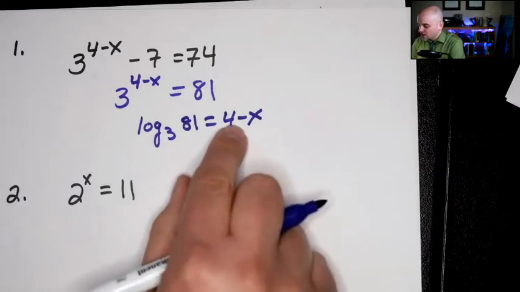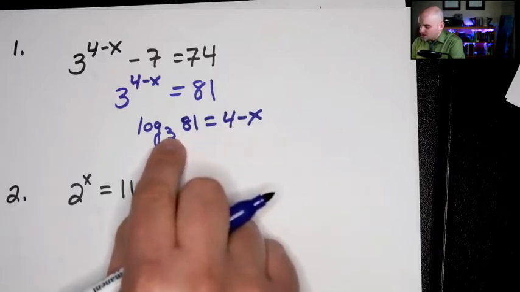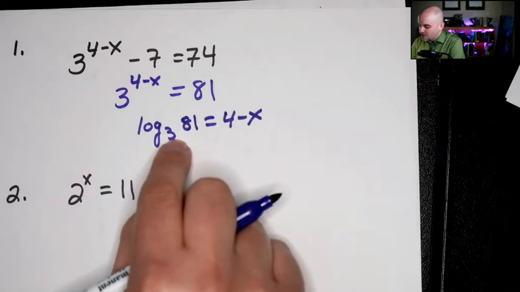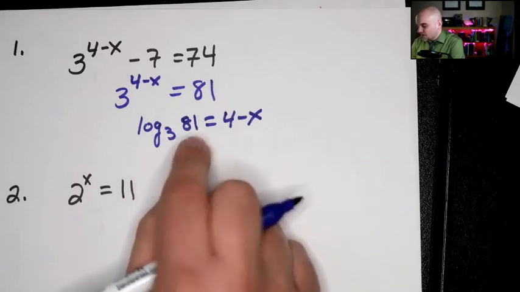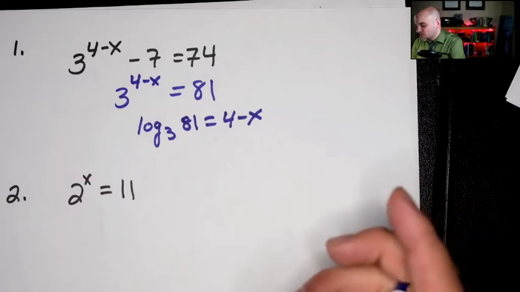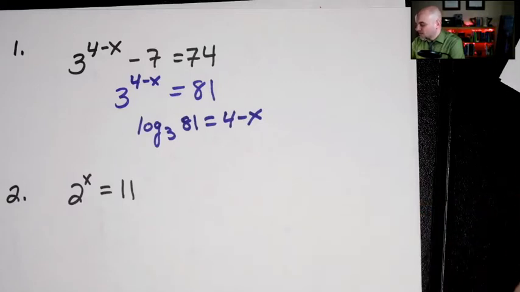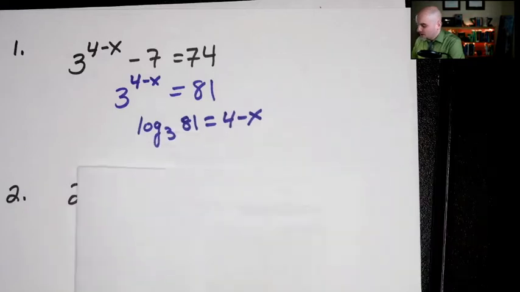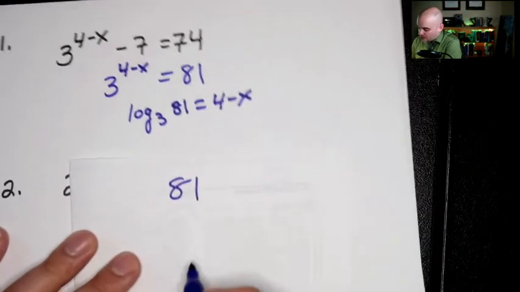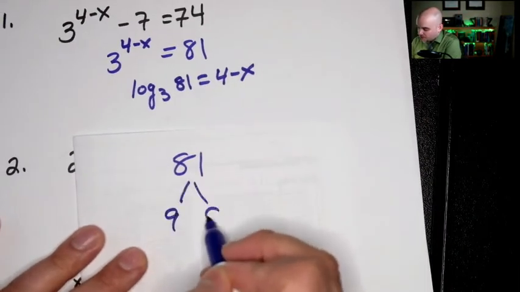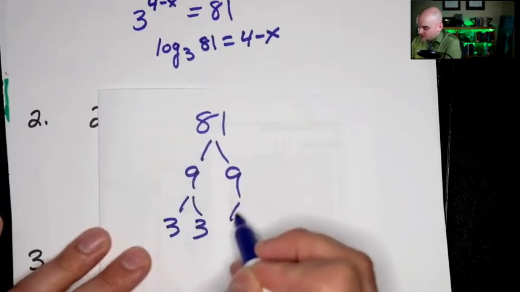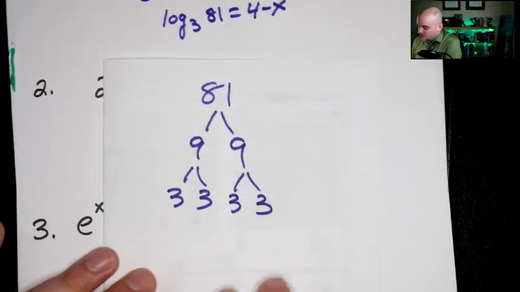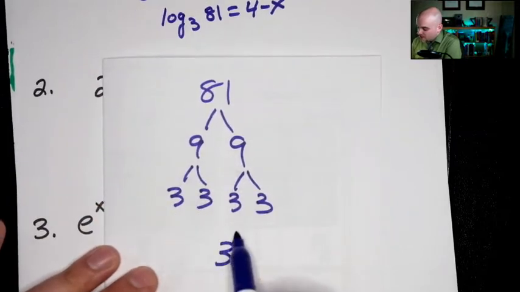Now, this is a case where maybe 3 raised to something does equal 81, so I could probably substitute that out. Let's see if that is the case here. If I have 81, what does that break down into? 9 times 9. And 9 breaks up into 3 times 3, and 3 times 3. So 3 to the 4th power equals 81.